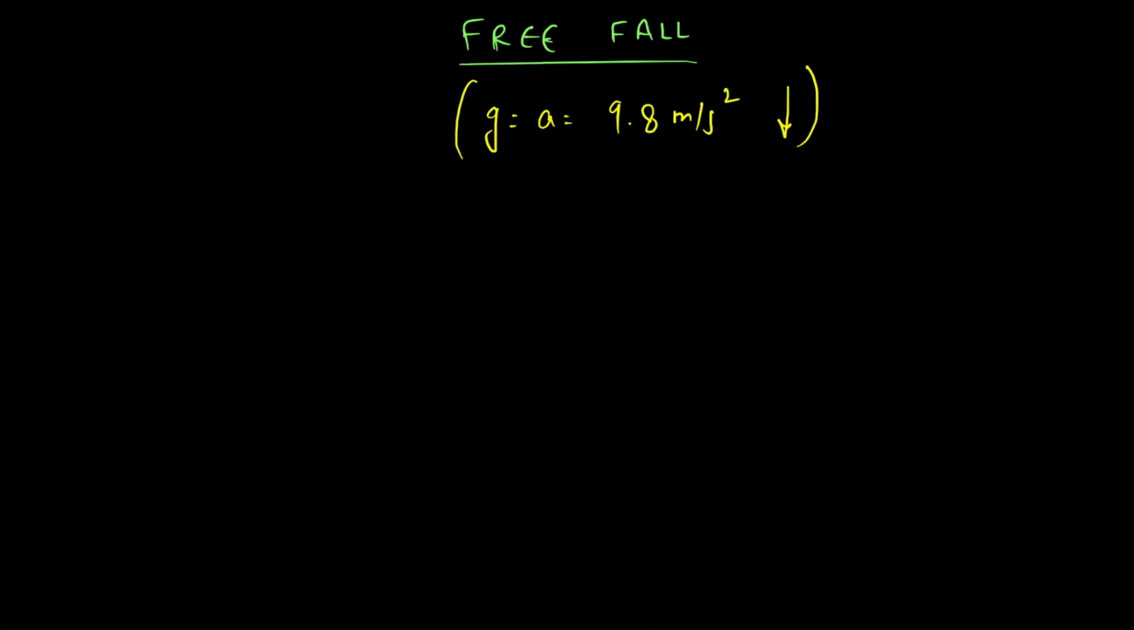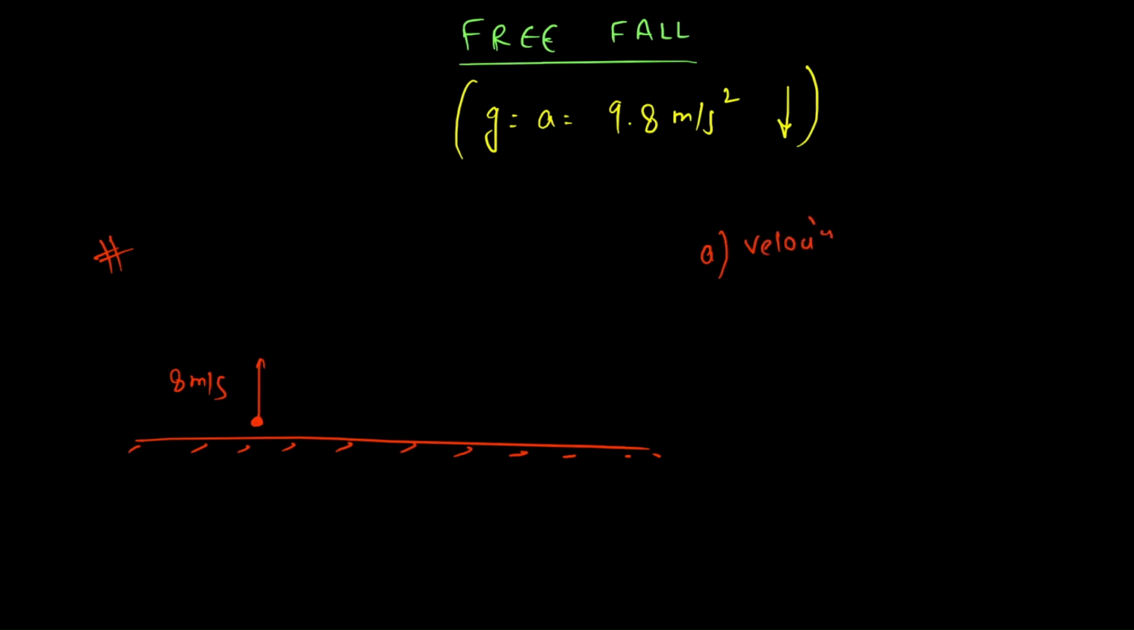All right, let's start with a question. So the question says that there's a ground over here, there's a ball over here. The ball is thrown from the ground level at 8 meters per second. My question to you was, what is the velocity at 1.5 seconds?